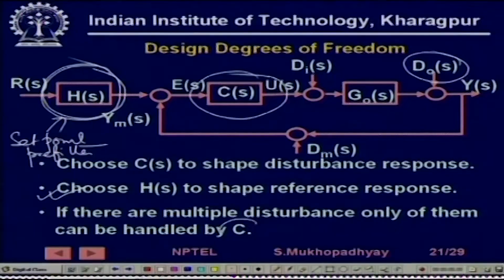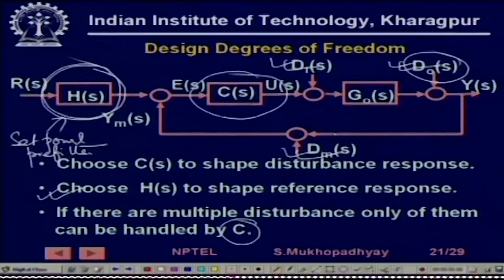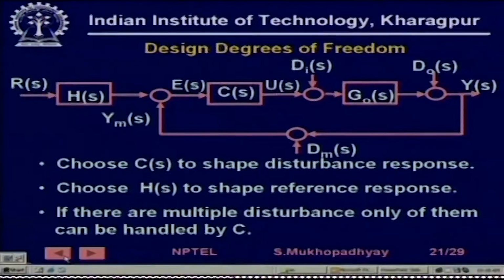But remember that if you choose only one C, then you cannot shape your response to D0, Di and Dm simultaneously. You can do it for only one of them. These have to be realized to be able to choose the control structure. So this tells us that if we want to assign independent disturbance and reference responses, then we cannot use the conventional control structure, because that is 1 degree of freedom.